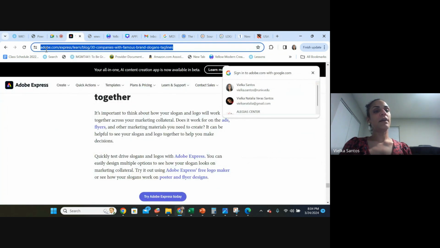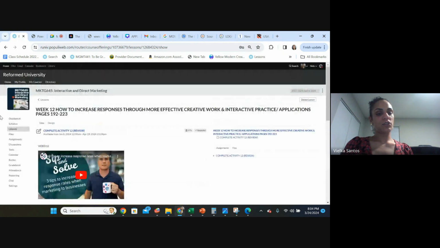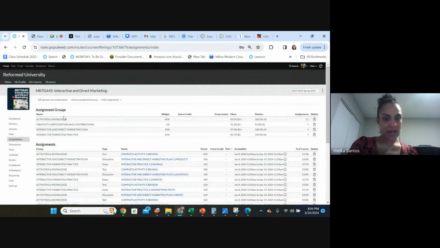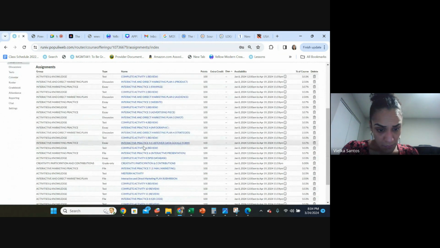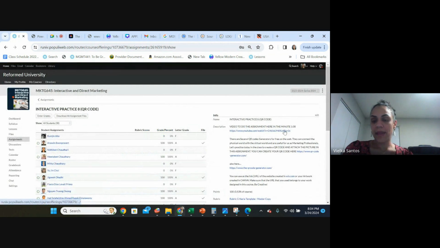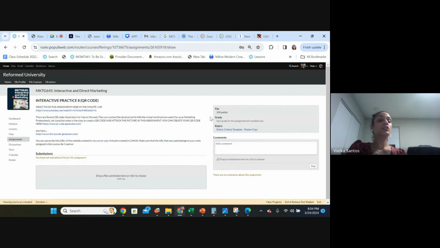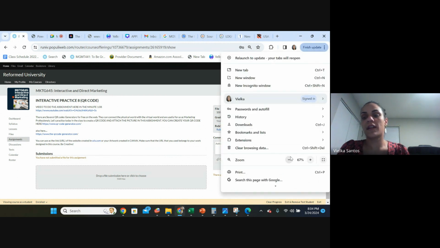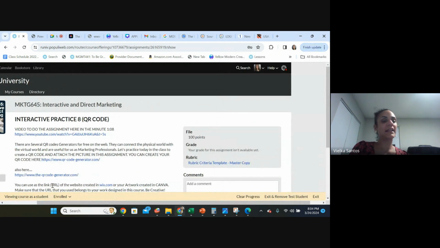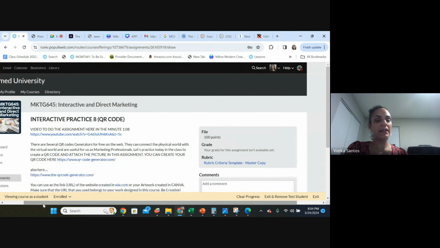I will go to the QR code real quick. I show you this because I know that you want to see it. Let me go to the lesson that belongs to the QR code. I'm going to go to assignment. I hope you are listening to me, but it's called QR code. Interactive and direct marketing practice: QR code. I'm going to view the course as a student, so you are seeing what I see. Let me make it bigger. So this is the assignment of QR code, and that's what you see when you are in the QR code.